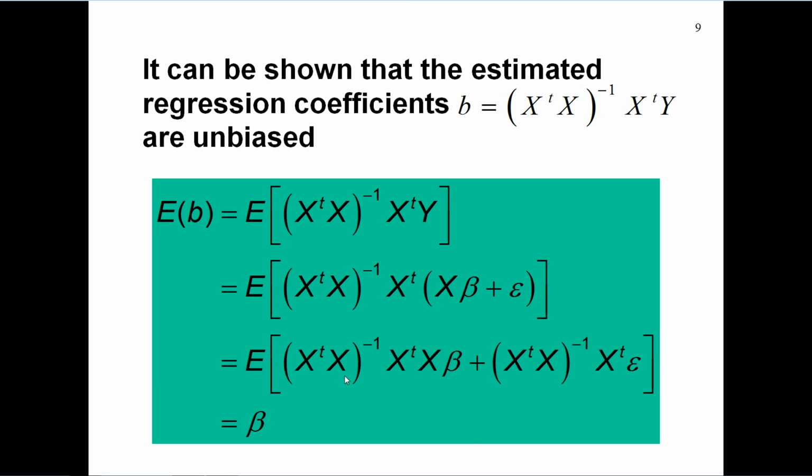As you follow this, notice that (X transpose X) inverse times X transpose X yields the identity matrix. And of course, the expected value of the error terms is 0. That's an assumption that we made, so this last term goes away. This combines to the identity, and we've got the identity matrix times beta, which results in beta. So we've proven that the expected value of our estimated regression coefficients equals the parameters that we're trying to estimate, and that is the definition of unbiasedness.